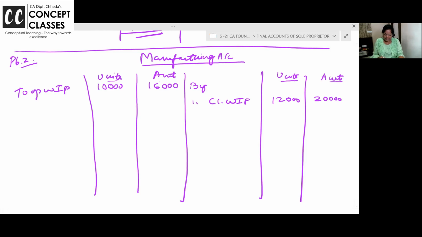Opening raw material. Opening raw material in inner column. Why in inner column? Because we will take the raw material as completely consumed.